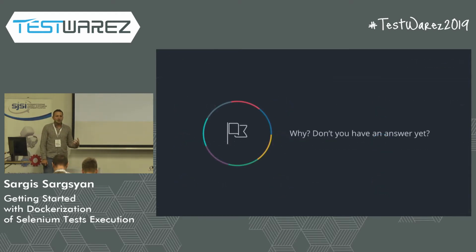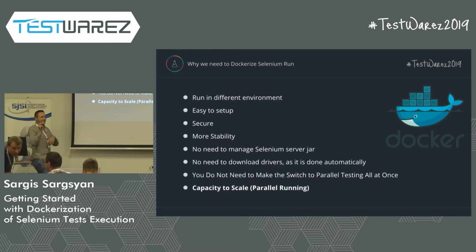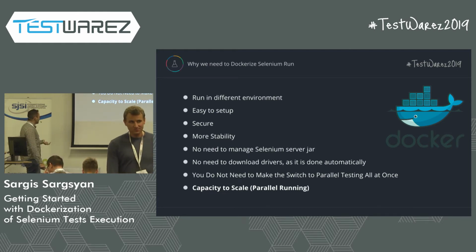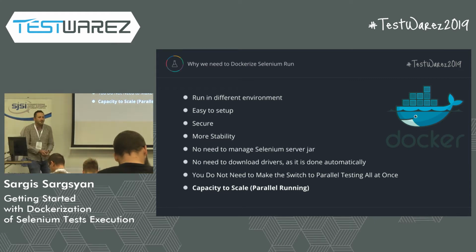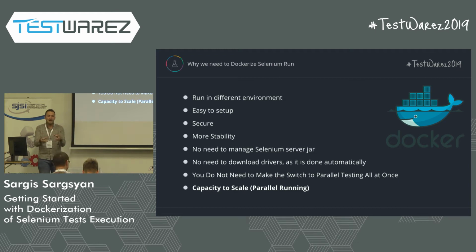So why? Do you still need an answer to the question of why we need to Dockerize them? Here are several points that I wrote on the fly. You can easily run in different environments. It's easy to set up. It's more secure. It's more stable. There is no need to deal with the Selenium jar. I guess everyone had that pain while working with the Selenium jar. There is no need to download drivers, and everything is done automatically inside the Docker container. And when you switch to the parallel run, you don't need to always run in parallel. You can also make them run in a single thread whenever you want. And finally, it's scalable. So you can easily switch to parallel.